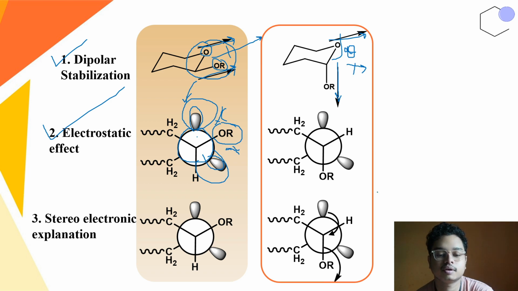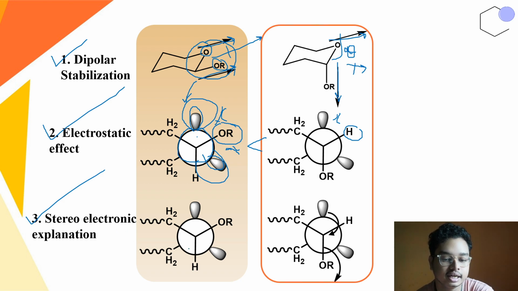Whereas in the case of the diaxial or axial structure, this steric repulsion is very small, because here a hydrogen group is there, and that's why this structure is much more stable than this other one. And another argument is the stereoelectronic explanation.